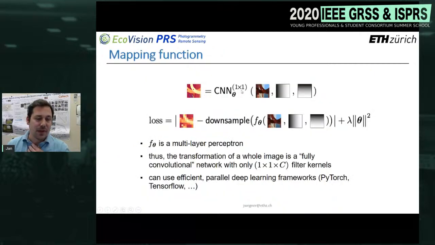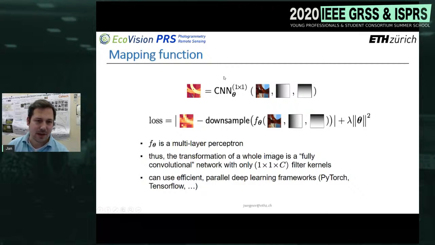So this is how we implement it. To get this depth target image, we formulate it as a multi-layer perceptron. But if we introduce convolutions, we can turn it into a fully convolutional network, so a CNN basically with one by one filter kernels. Because we can do this, we can use PyTorch or TensorFlow, very efficient parallel deep learning frameworks.